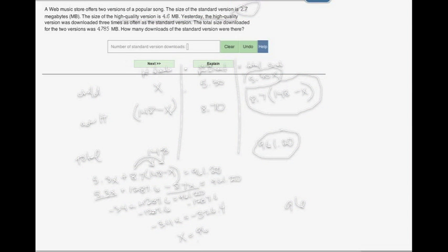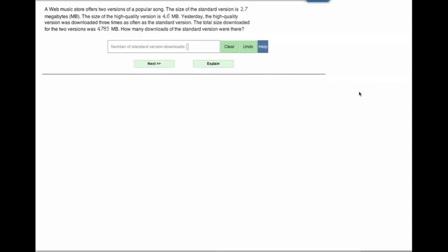A web music store offers two versions of a popular song. The size of the standard version is 2.7 megabytes, and the size of the high-quality version is 4.6 megabytes. Yesterday, the high-quality version was downloaded 3 times as often as the standard version. The total downloaded for the two versions was 4,785 megabytes.